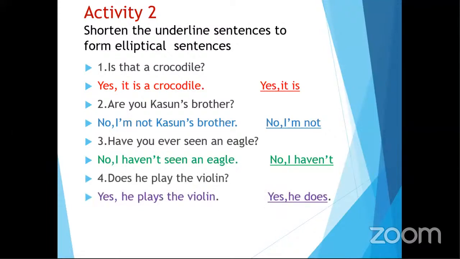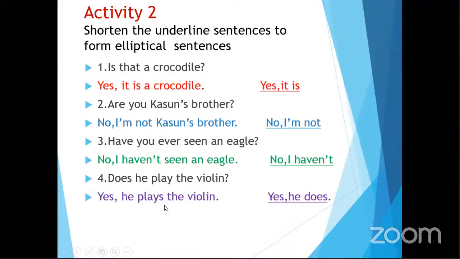Okay, dear students, fourth one. Does he play the violin? Yes, he plays the violin. Look at the sentence I have used as the ellipted sentence: Yes, he does. So does means the singular form. When a question starts with does, you will have to use does. If you use a plural subject with the present simple, you will have to use do. For example, do they like chocolate? There you have the plural subject. Yes, they do. Or no, they don't.